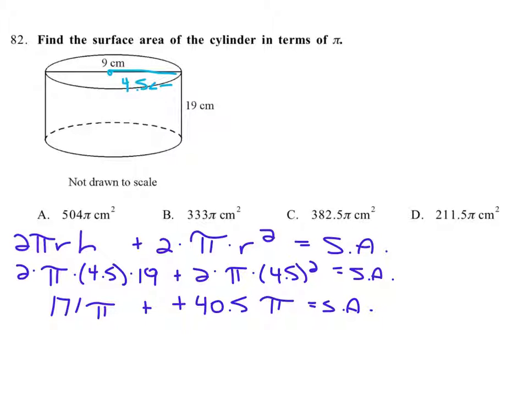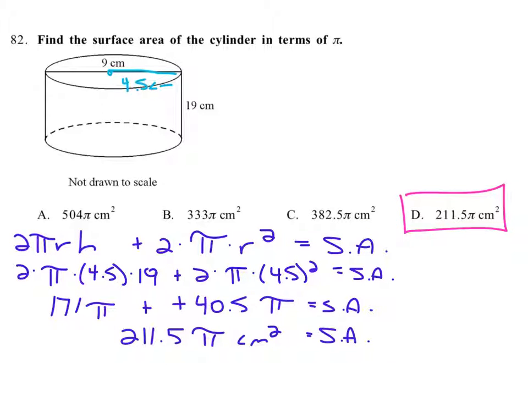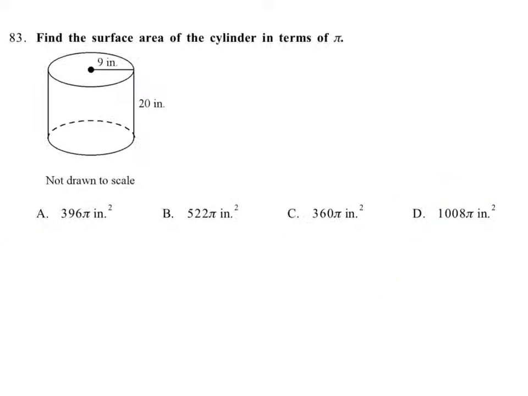And now what's left is simply to add together 171 and 40.5, and it becomes 211.5. So we get 211.5 times pi, and it is surface area, so that is centimeters squared. That is what the surface area is. Do we see it? Yes, we do, in choice D. Okay, all right, finding the surface area of this one.